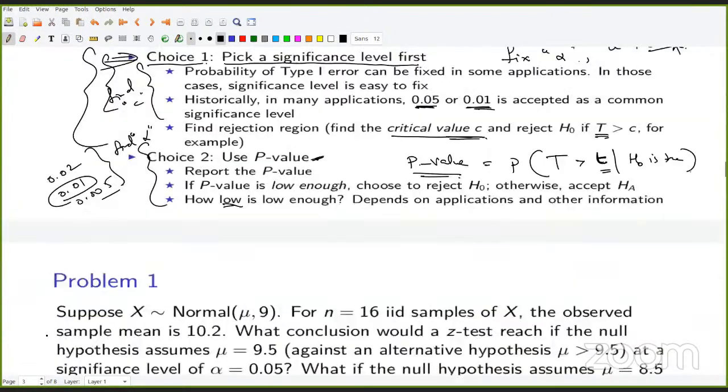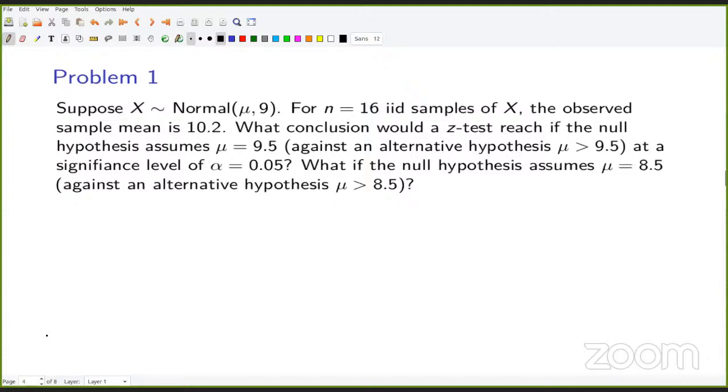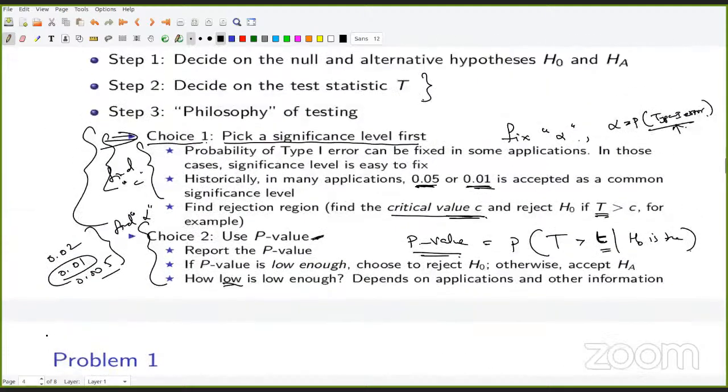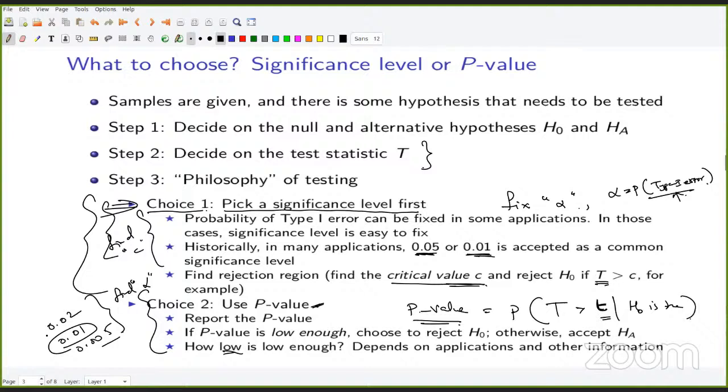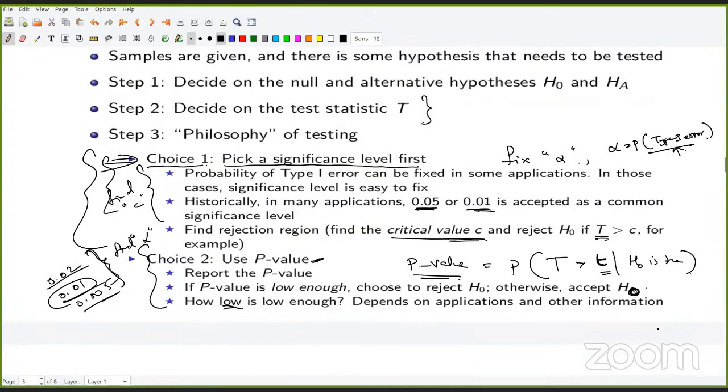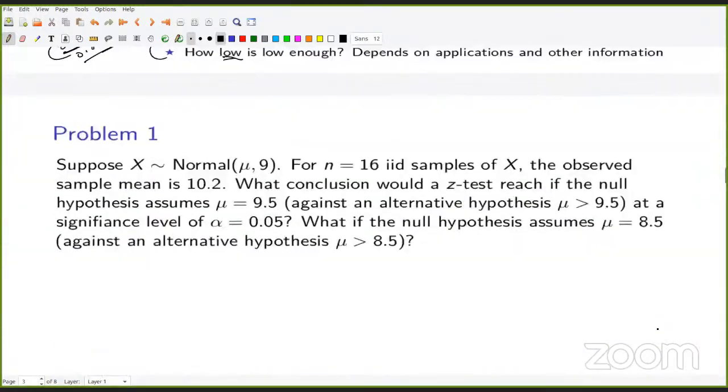Sir, I didn't understand the second line of choice 2. The second line, if the p-value is low enough, choose to reject H0? Yes, we choose to reject H0, which means we tend to reject H0. So if your p-value is low, like 0.02 or 0.01 or 0.005, you reject H0. Then you say otherwise. That is a mistake, sir. Typographical error. Yes, that's a typographical error, even in the slide also. Accept H0. Yes, yes. Okay. Thank you, sir.